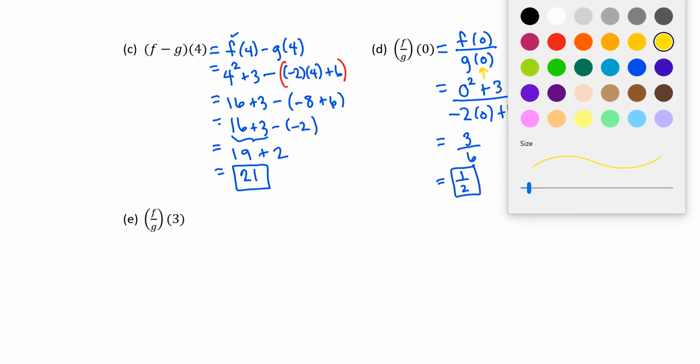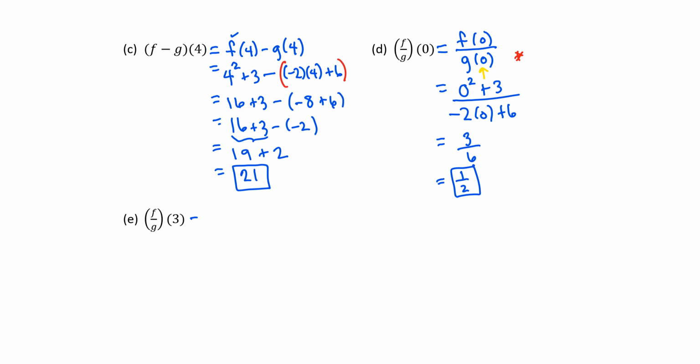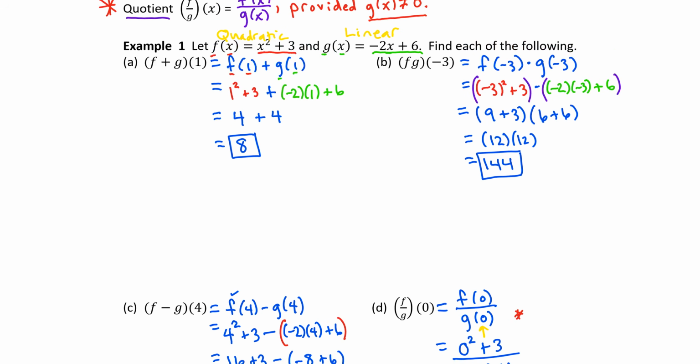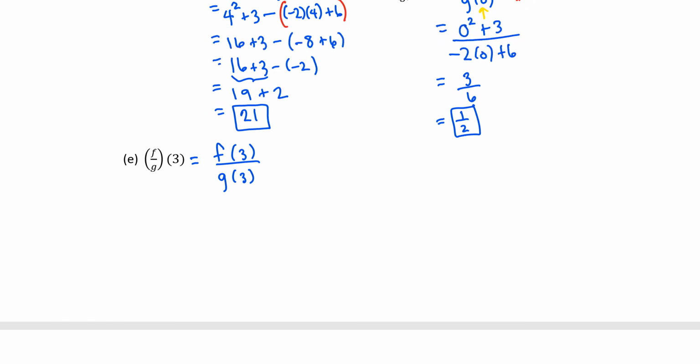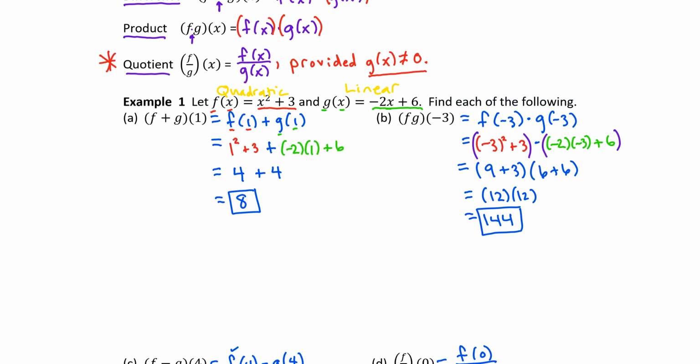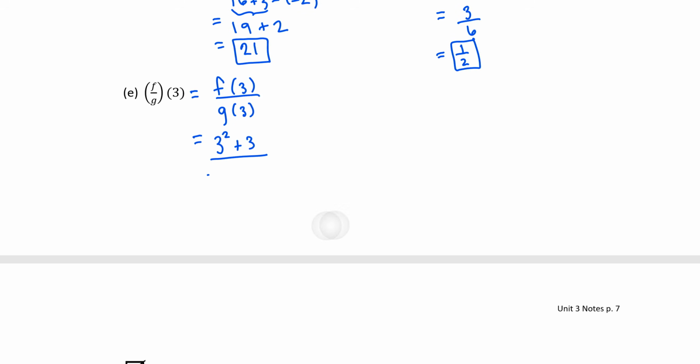Let's try the next example. F divided by g of 3. First, we're going to break it down into f of 3 divided by g of 3. Now, remember, f of x was x squared plus 3. So when we plug in 3 for x, we get 3 squared plus 3. Now we're going to divide by g of 3. Remember, g was negative 2x plus 6. So we're evaluating negative 2 times 3 plus 6. In the numerator, we have 9 plus 3.